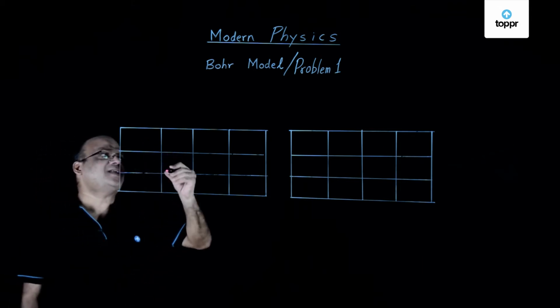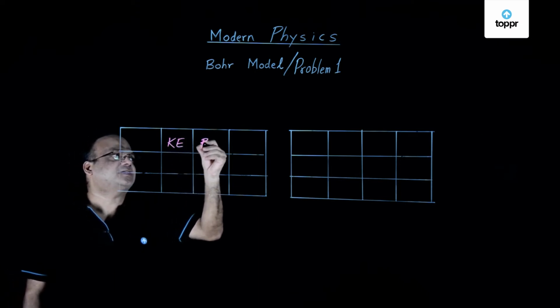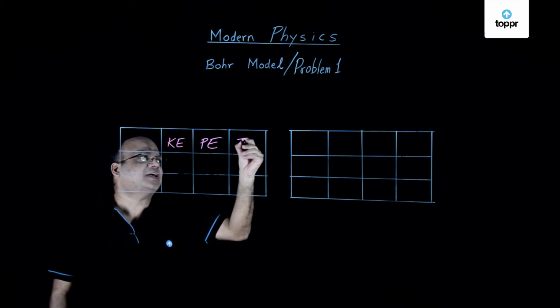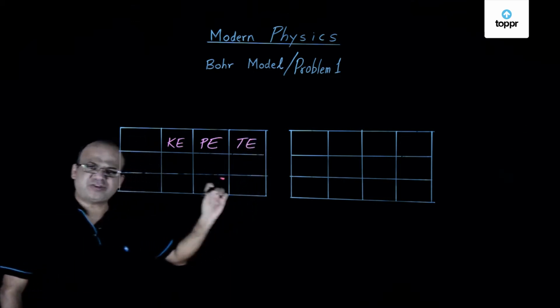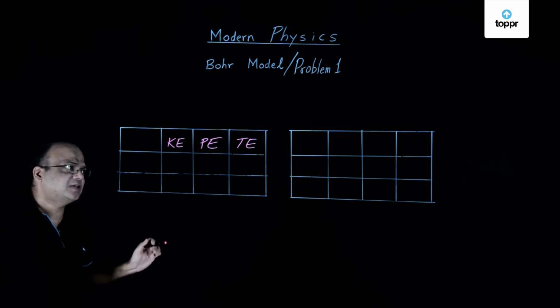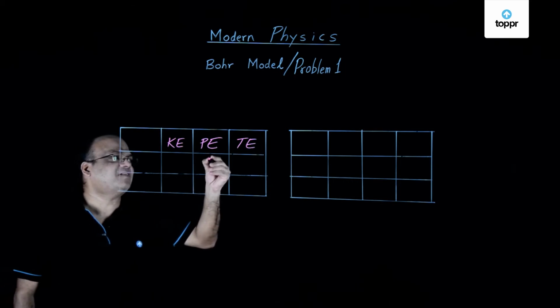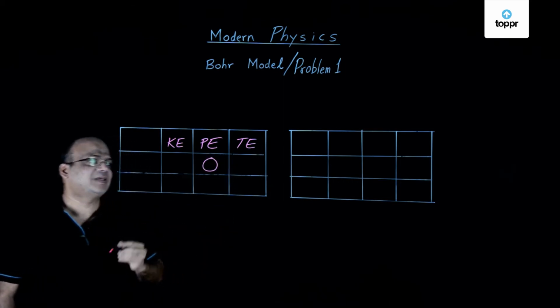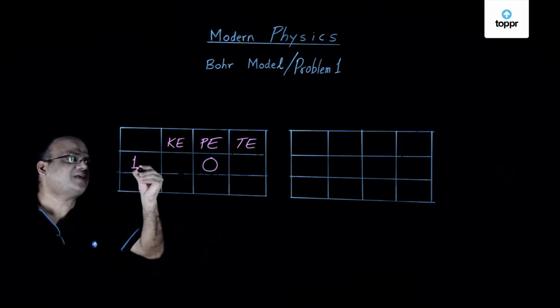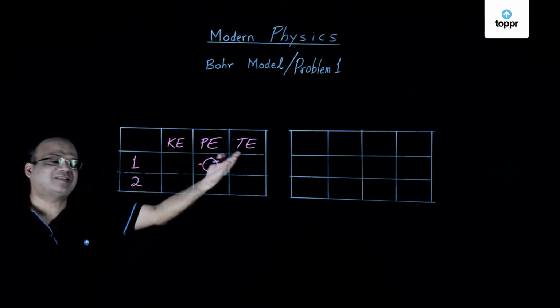We have to find kinetic energy, potential energy and total energy in the first and second orbit of hydrogen if the potential energy in the first orbit is taken to be 0. So this is given as 0 and we have to find out for the first orbit and the second orbit. So what will be these values?